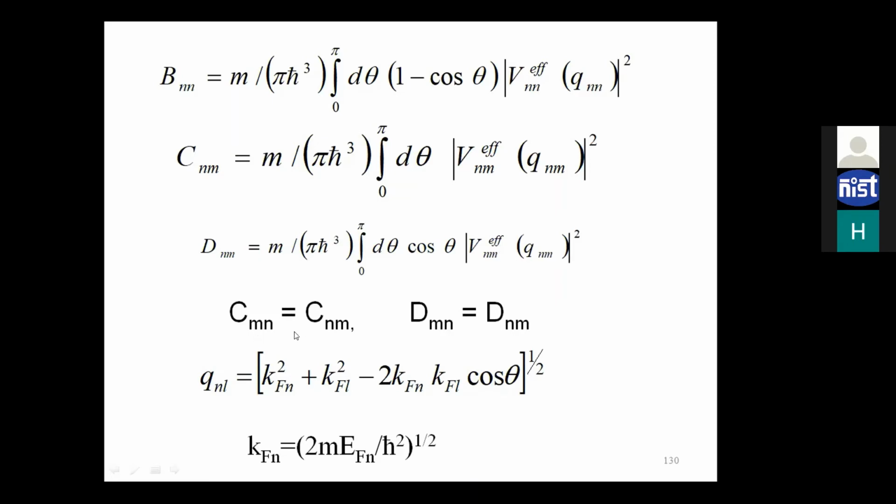Probably we take it as symmetric in nature. That means CMN is equal to CNM, that is, C01 is equal to C10. Similarly, D01 is equal to D10. So C and D are considered symmetric in nature.